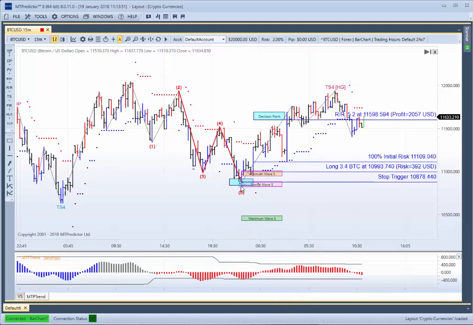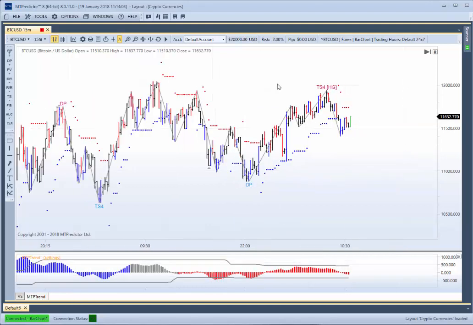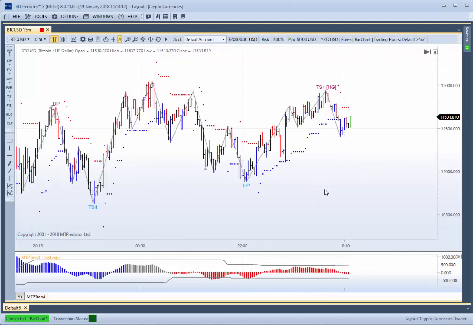If I do the analysis there, you see it did go up into the DP, which would have been the DP from the prior wave 4. So if you're a more experienced MTPredictor user, you may have wanted to consider that trade. That would have been good. But what I find interesting now is here we have, on a red MTP trend, a Holy Grail sell setup.